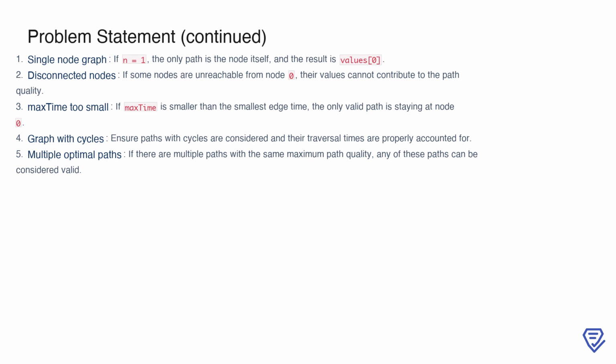Fourth, in graphs with cycles, care must be taken to ensure that paths with cycles are considered valid and that their traversal times are accurately accounted for. Finally, if there are multiple paths with the same maximum path quality, any of these paths can be considered valid, as the problem only requires the highest path quality, not the specific path itself.